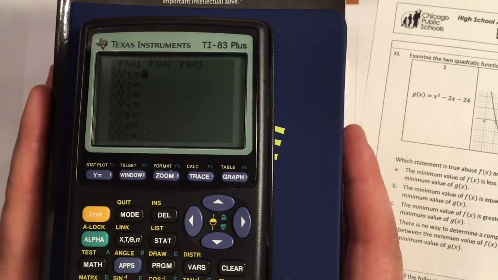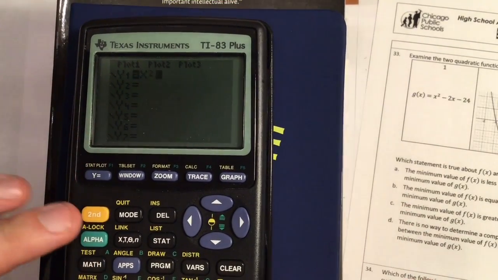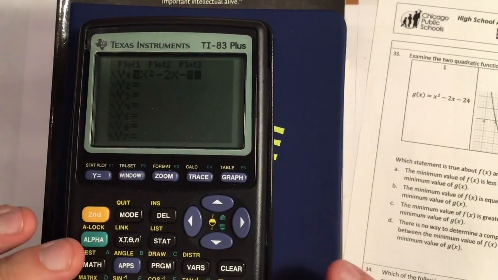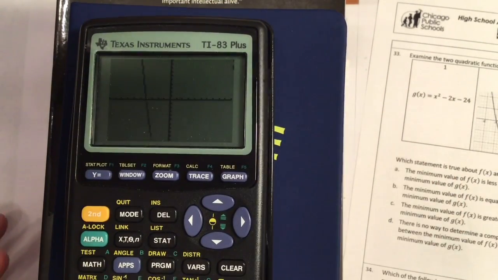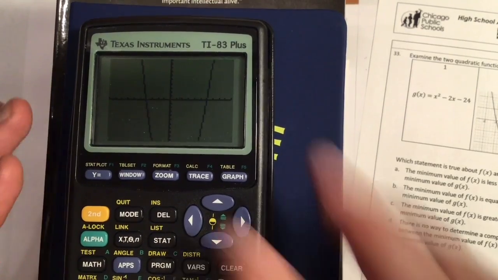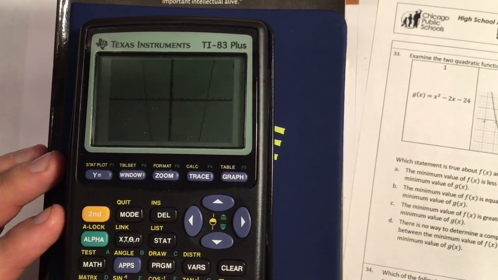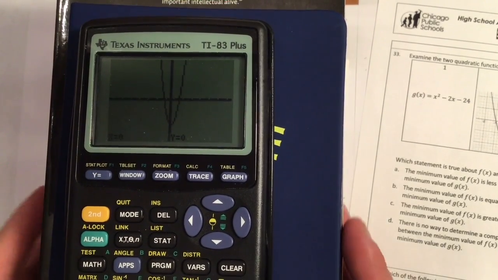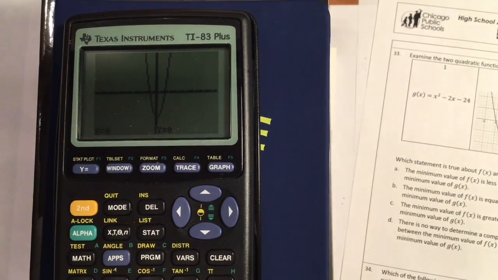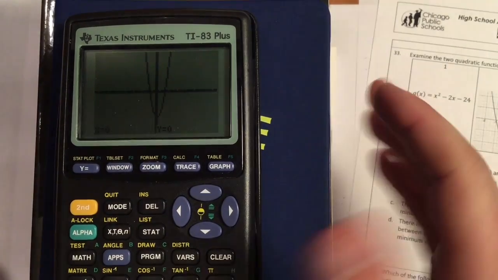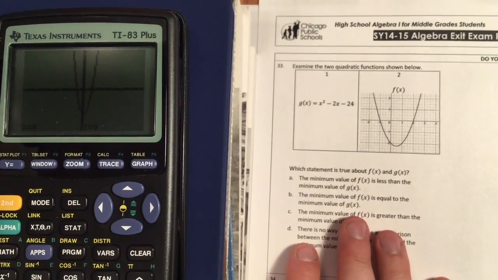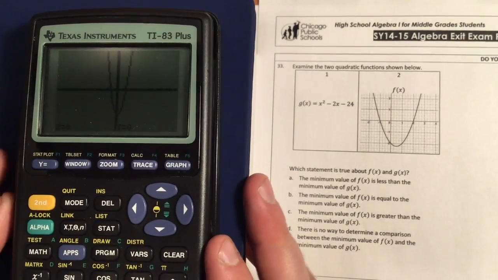So I'll do g of x first. This is x squared minus 2x minus whatever. And actually that's all I could do because they don't give you the second one. I could figure it out, but we're not going to. All right, I'm going to zoom out once. Okay, there's our parabola. Okay, the minimum of f of x. Let me slide this all over so you can see this. Okay, I think that'll work.